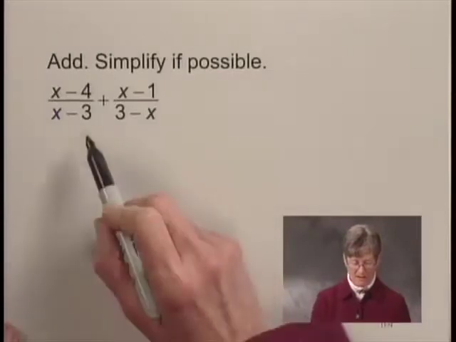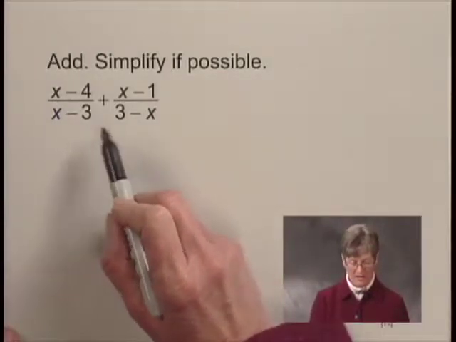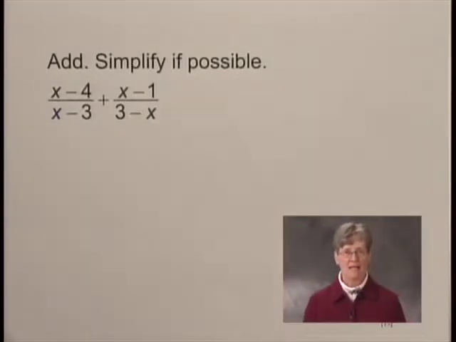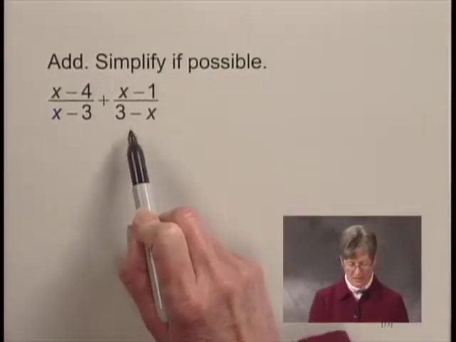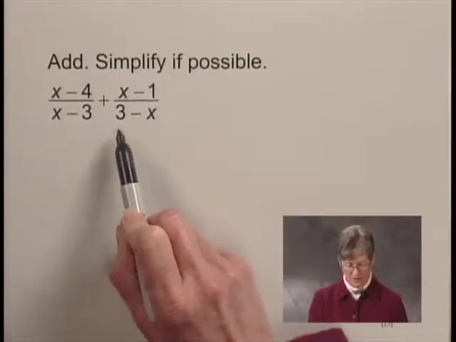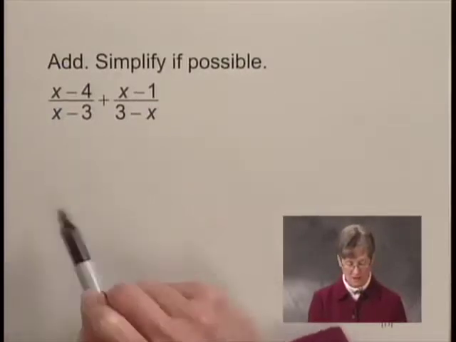We'll add two rational expressions and then we'll simplify if possible. The expressions that we're adding are (x - 4)/(x - 3) and (x - 1)/(3 - x). Now, these two expressions don't have the same denominator, but if we take a good look at them, we'll see that the denominators are opposites of each other.